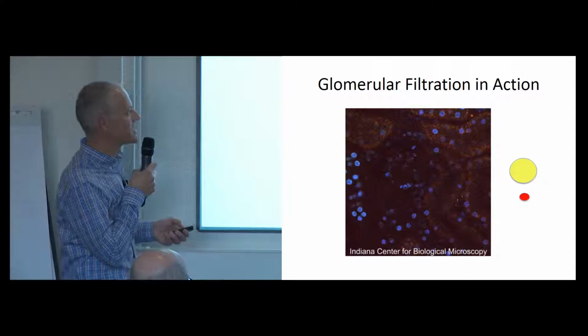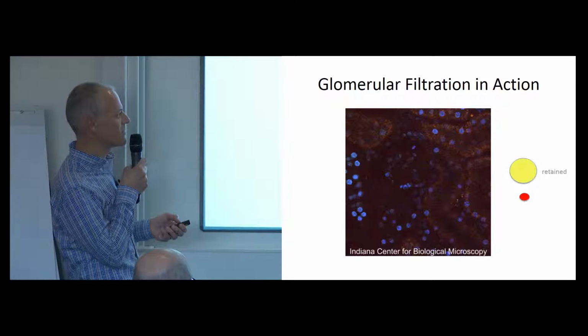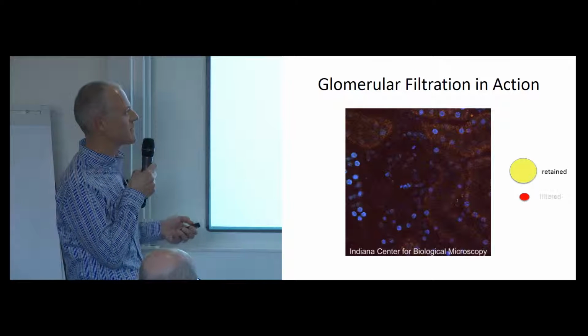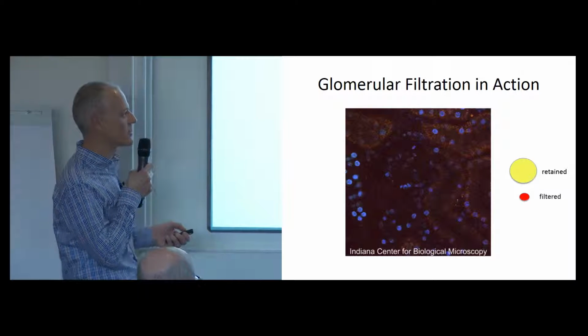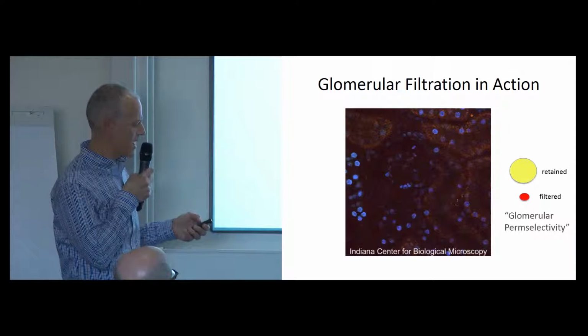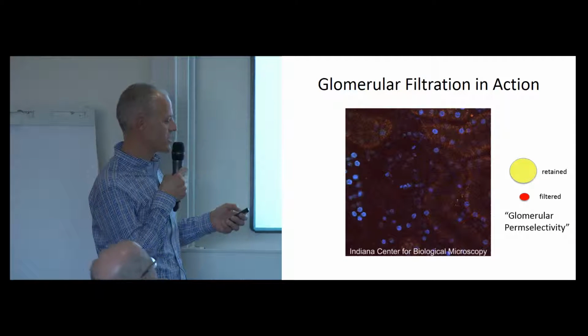So basically, this is demonstrating glomerular perm selectivity, whereby large molecules are retained, small molecules are filtered, and eventually will end up in the primary urine.